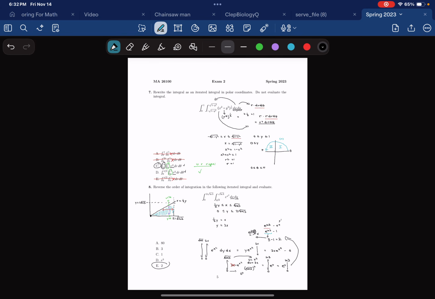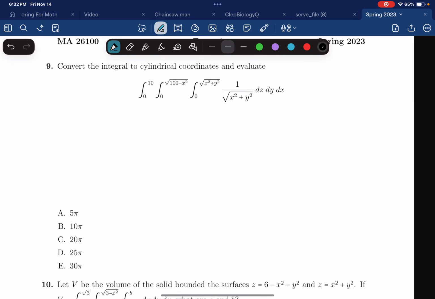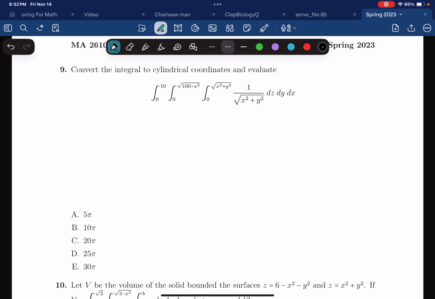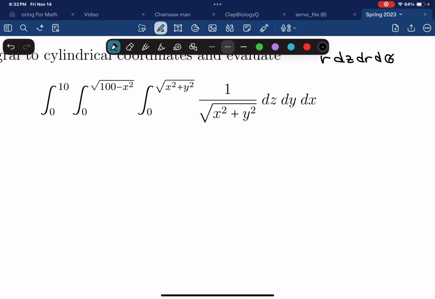Okay, number 9. Convert to cylindrical coordinates and evaluate. So cylindrical, that's our dz dr d theta. Well, it'll be r dz. Oh my lord, I messed that up. It'll be r dz dr d theta, not just dz. Okay, so let's evaluate this step by step.